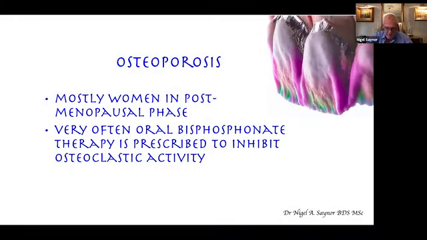Let's look at one of the bone diseases that we are really quite concerned about these days, osteoporosis. It mostly occurs in women, postmenopausal phase, get a DEXA scan carried out. Very common feature today. Very often we see it with oral bisphosphonate therapy, and it's prescribed to inhibit the osteoclastic activity. I'm seeing a lot of people coming in with oral bisphosphonates these days.